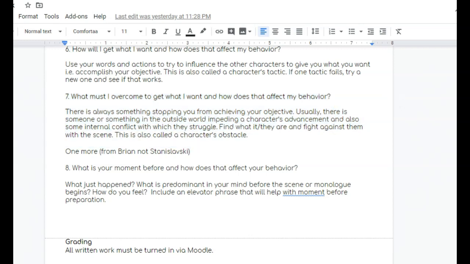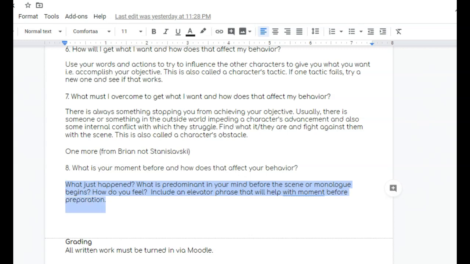And I've added one more here just because I think it's a really good exercise to use in class. What's your moment before, and how does that affect your behavior? What has just happened? Where are you coming from? What's really on your mind at this moment? Right before you start speaking, how do you feel?